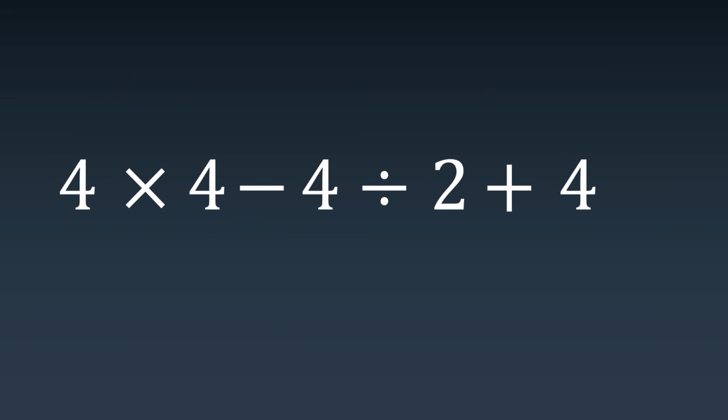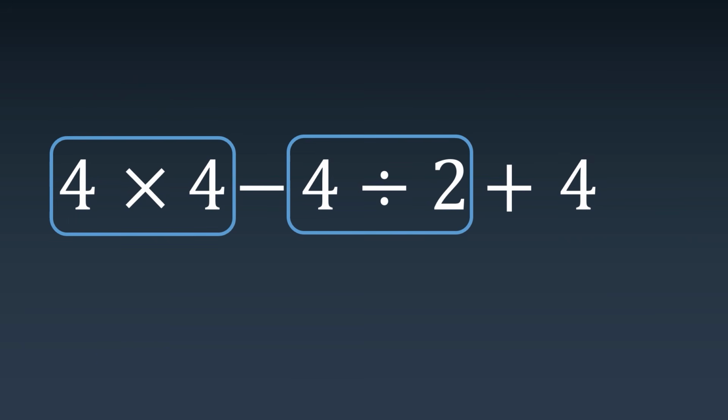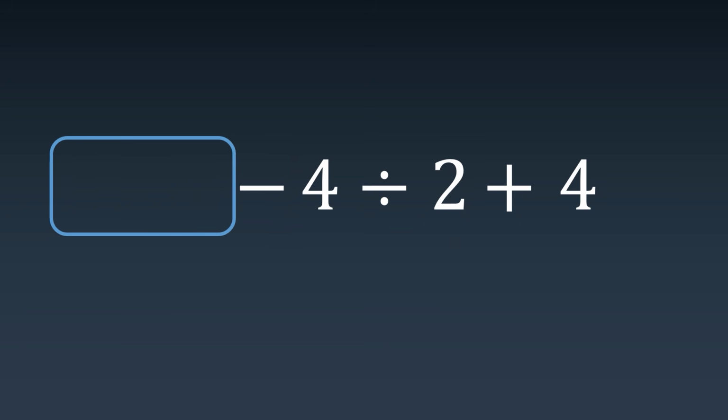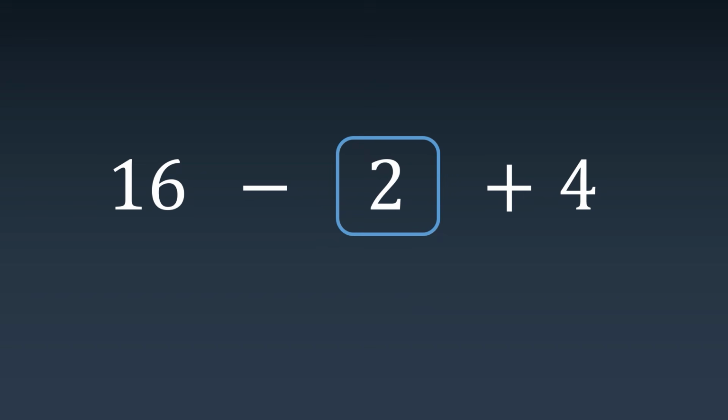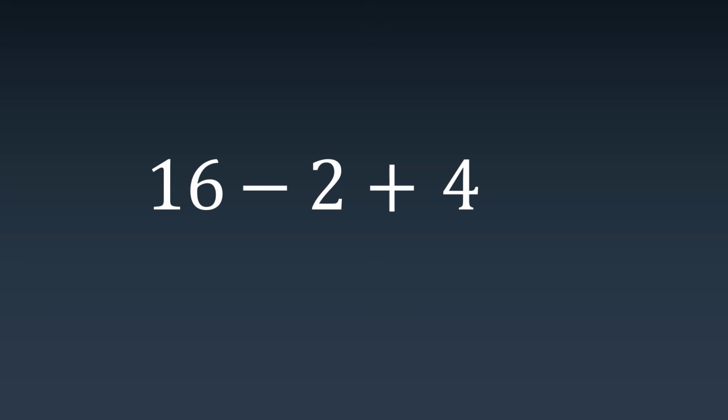Let's apply it correctly to our problem. Step 1. We scan for the top-tier operations. Multiplication and division, we have both. So, starting from the left, 4 times 4 equals 16. Then moving right, 4 divided by 2 equals 2. The expression now simplifies to 16 minus 2 plus 4.